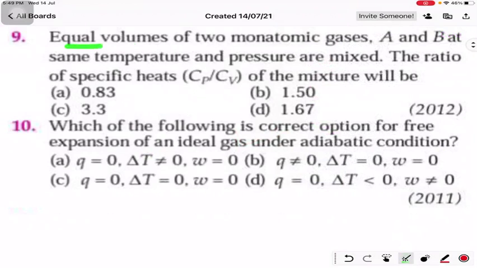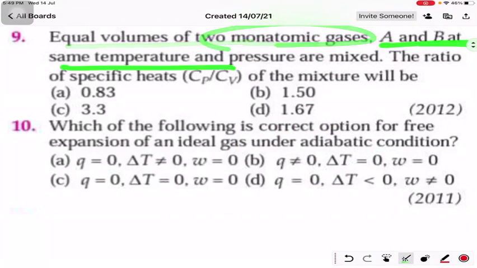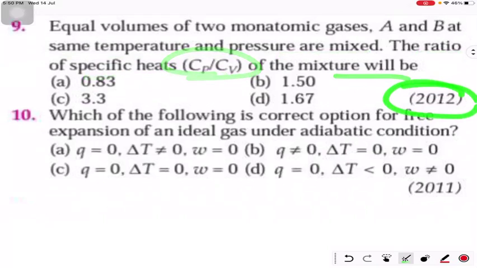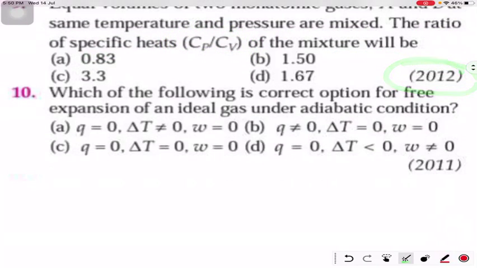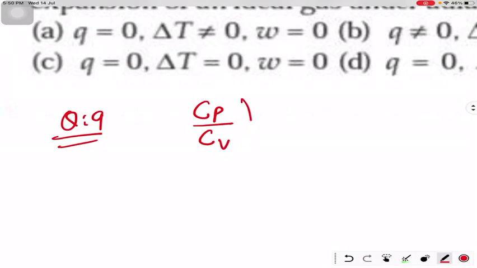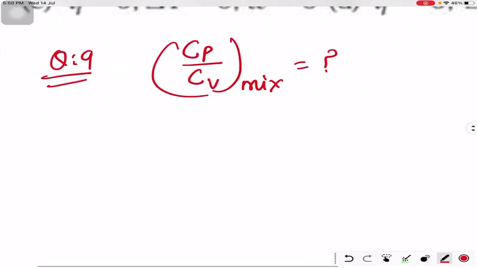Next question, equal volume of two monoatomic gases A and B at same temperature and pressure are mixed. Ratio of specific heat in a mixture. So this was asked in 2012 and this is not there in 12th class. So let us discuss Cp, Cv. These are heat capacities. This is the solution for question number 9. And we have to find the ratio of Cp by Cv, and this is for a mixture. What is the value of Cp by Cv?